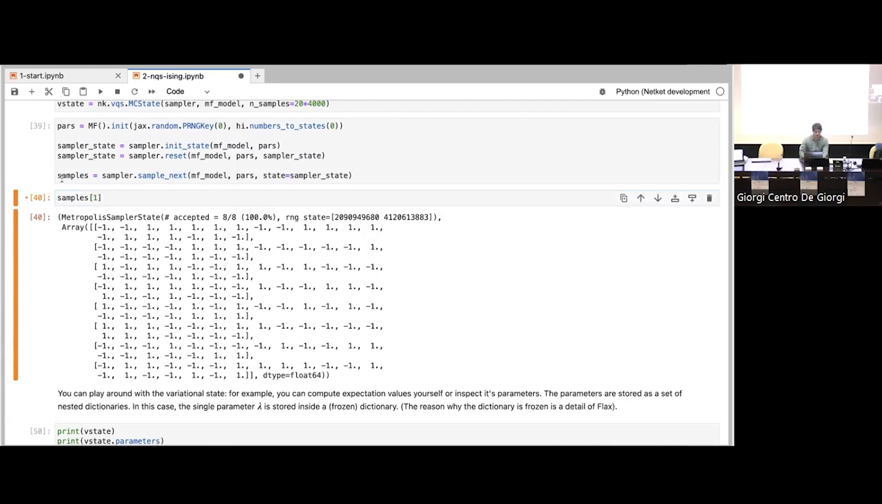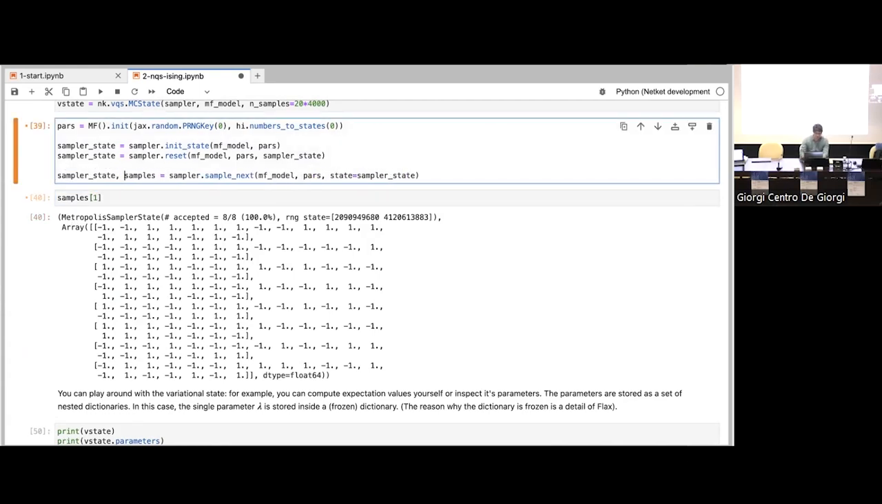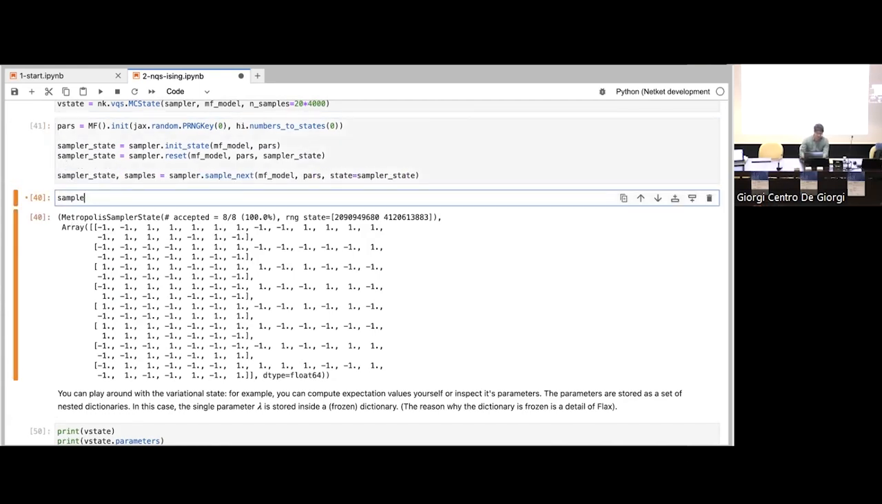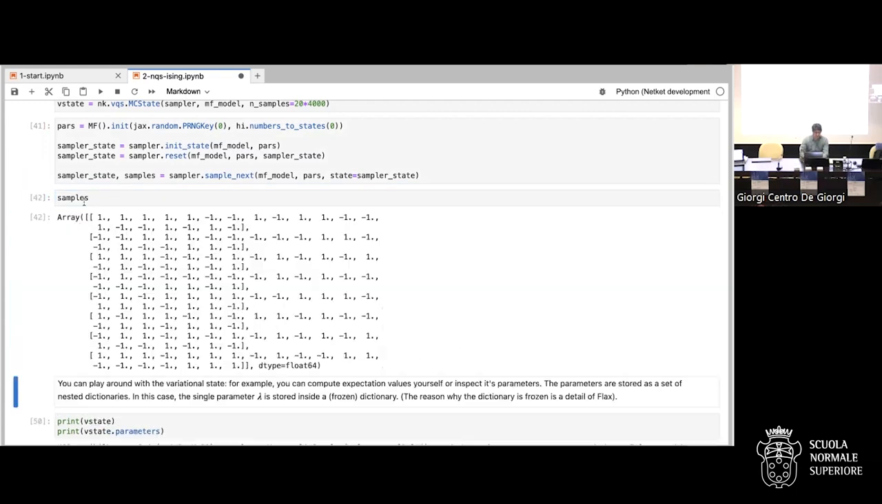So here you have a sampler. Yeah, so this would be sampler state and samples. The sampler state keeps the random number generation and a bunch of things inside. And the samples here is just this batch. We have 16 Markov chains, and you see that they all contain some information. So if you just want some samplers that you can differentiate through, etc., this is nice to use.